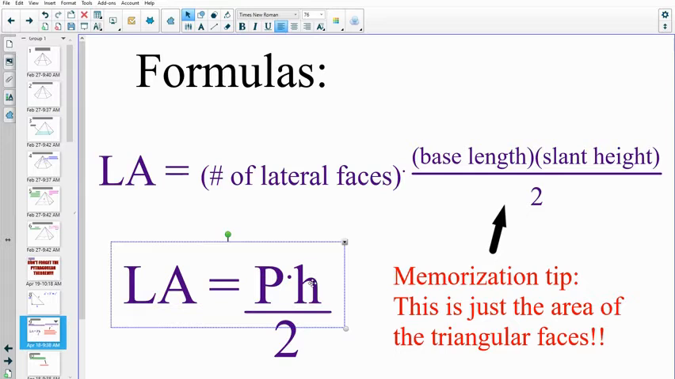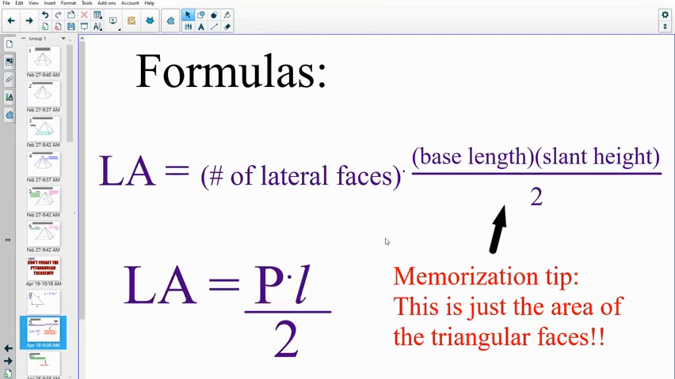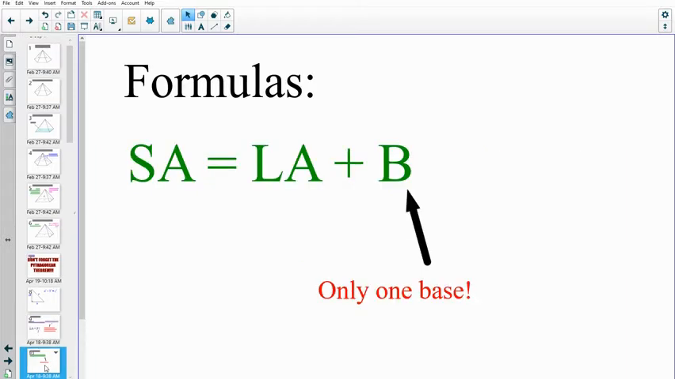Oh, I should change that. That should be the slant height. And I usually use a lowercase l, but I put it in italics, a lowercase kind of scripty l. So perimeter of the base times the slant height divided by 2. That is the lateral area.